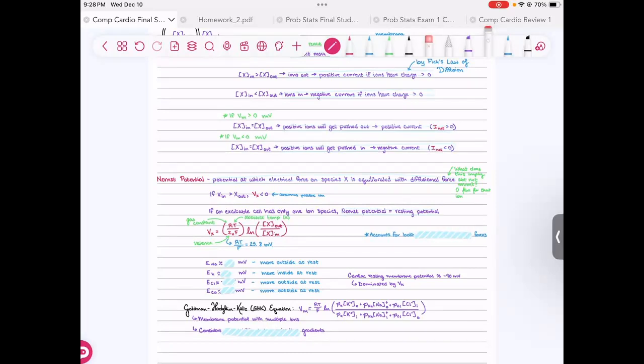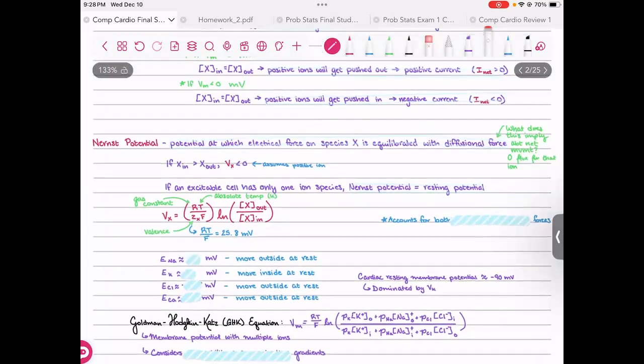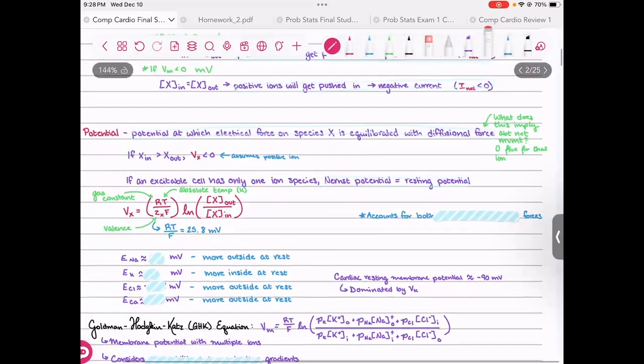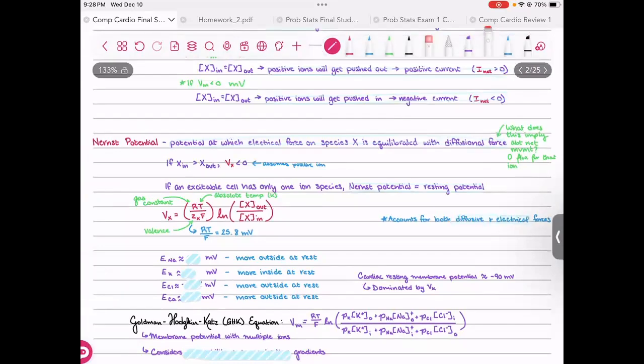If the concentration of an ion is greater inside than outside, then the voltage is going to be negative. This is because the outward movement of the ion is going to leave behind a negative charge inside the cell. If we look over here, this is the Nernst potential equation, and it might be a good one to keep in mind. It's based on the gas constant, absolute temperature, valence, and Faraday constant, and then the natural log of the concentration of ions outside over inside. RT over F might be given to you, but if not, assume 25.8 millivolts. So again, this accounts for both diffusional and electrical forces.